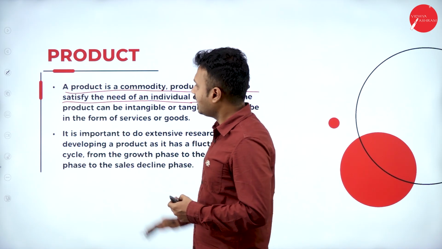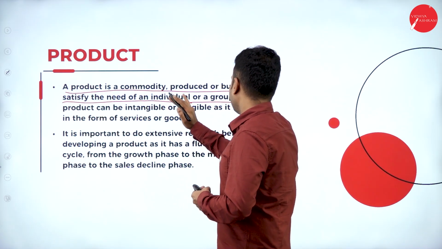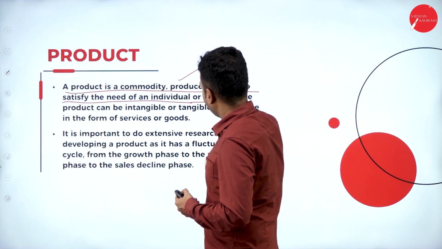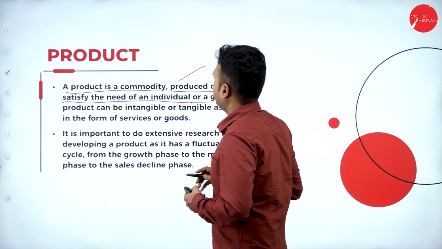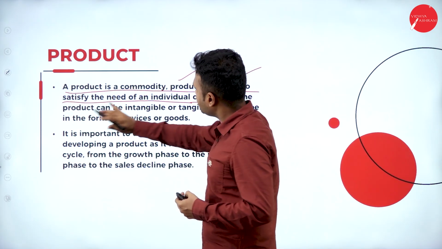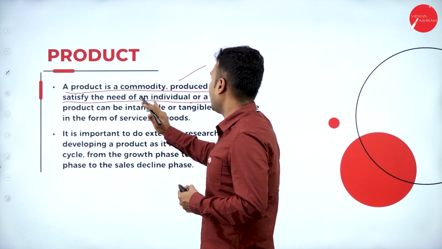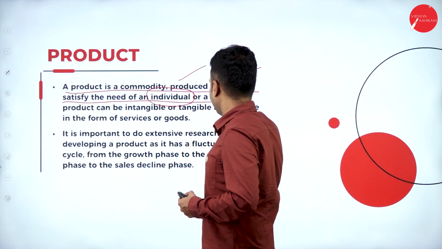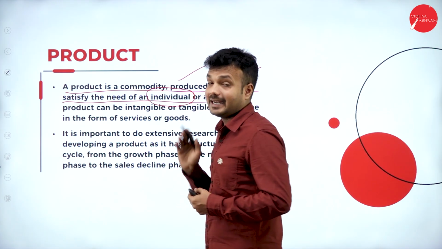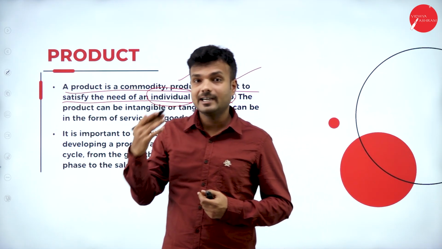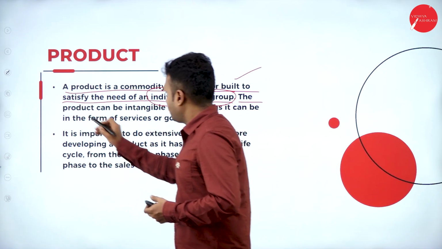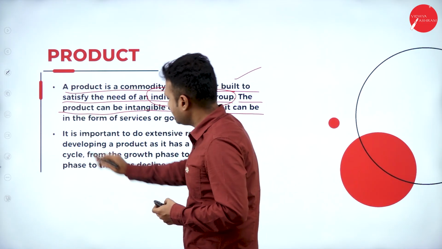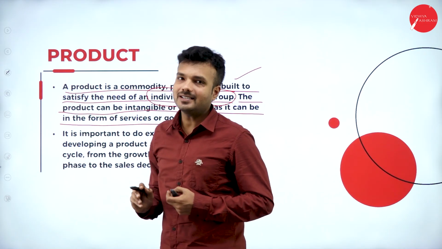Here they say that a product is a commodity produced or built. So the product can be produced or it can be built by somebody else to satisfy the needs of an individual or a group of people. So whom are they going to satisfy? It is not only the individual customers but also the group of customers. The product can be intangible or tangible, as it can be in the form of a service or goods.